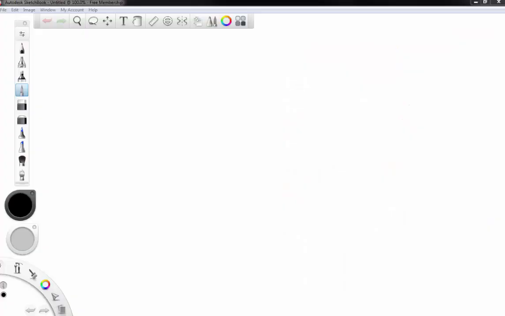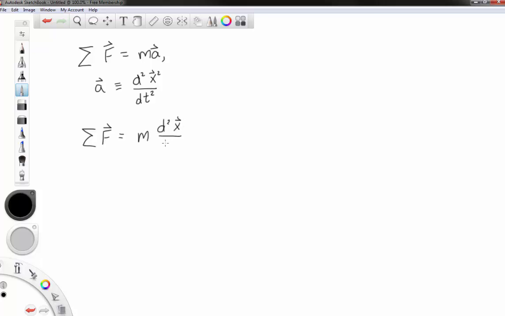So first of all, in case you are lost as to where that equation came from, we started off by having the sum of forces equals mass times acceleration, Newton's second law. And we note that acceleration by definition is the second derivative of displacement with respect to time. Combine these two equations and you get the sum of forces is equal to mass times d squared displacement by dt squared. Now, the only force that acts on the system is Hooke's law.